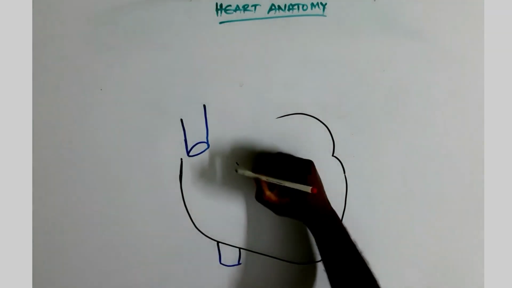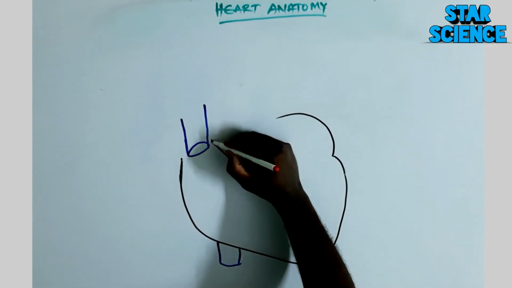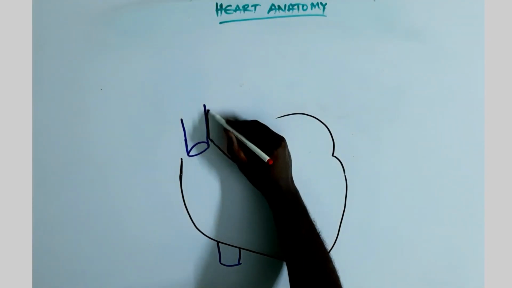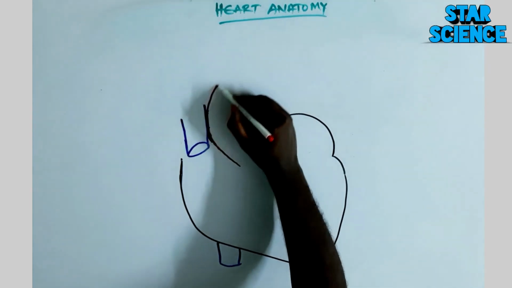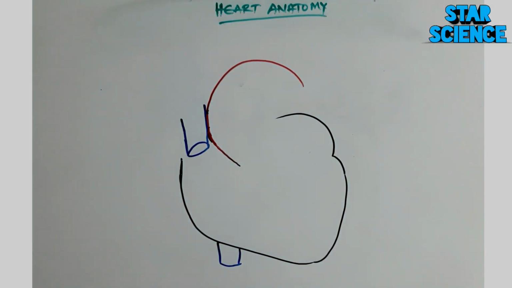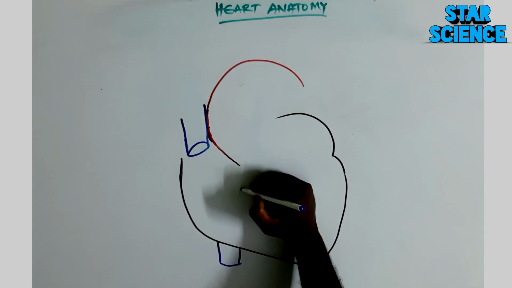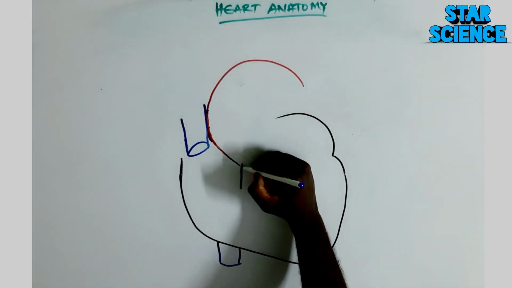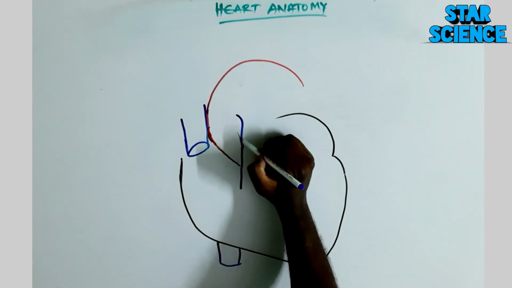And the main important point is that the atria are separated from the ventricles by the atrioventricular groove, the interatrial groove separates the two atria, and the interventricular groove separates the two ventricles of the heart. So it is very important to remember.